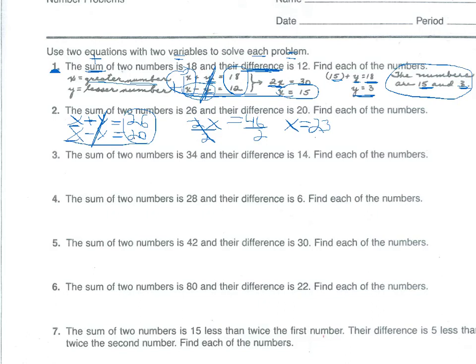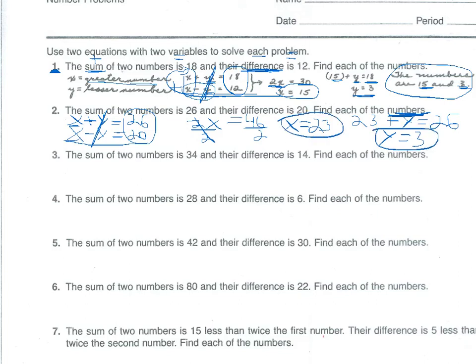Now remember, it says find each of the numbers. I have to find the 2 numbers. So same thing like we've always been doing. Once you get one value, substitute it in. I'm going to substitute this 23 in for this x. So I'm going to have 23 plus y equals 26. And I know if I subtract 23 from both sides, I get y to equal 3. So these are my 2 numbers, 23 and 3.